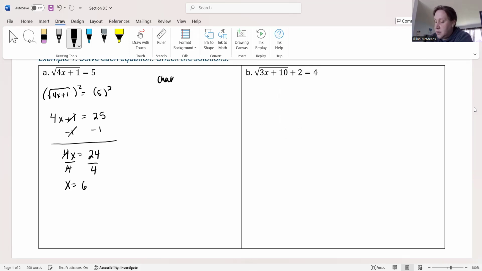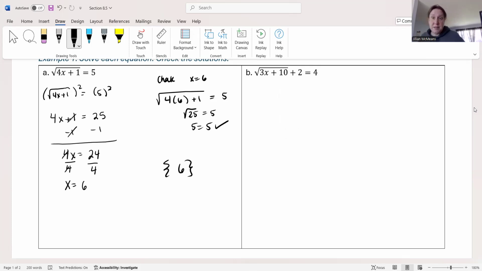So we want to check x equals 6. So I go back to my original equation. And I've got 4 times 6 plus 1. We want to see if that really equals 5. Well, 4 times 6 is 24. 24 plus 1 is 25. And the principal square root of 25 is indeed 5. So we are good. So we can say with confidence the solution here really is 6.